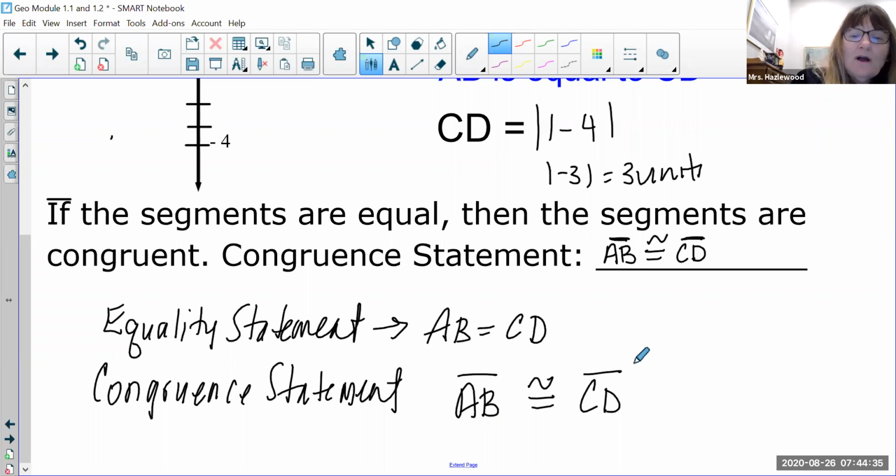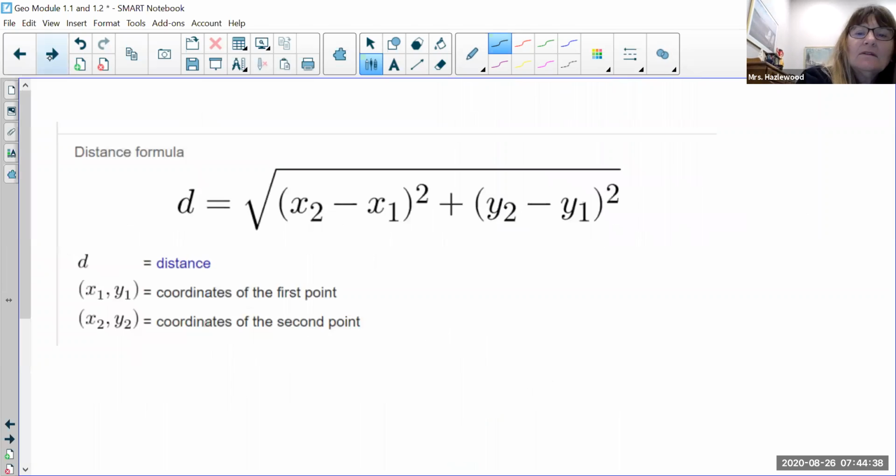Okay, so next thing is distance formula. So once again, I asked you to look the distance formula up and tell me what the distance formula is used for. So it's used to find length on the coordinate plane.